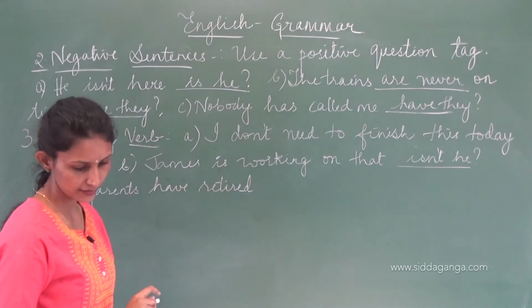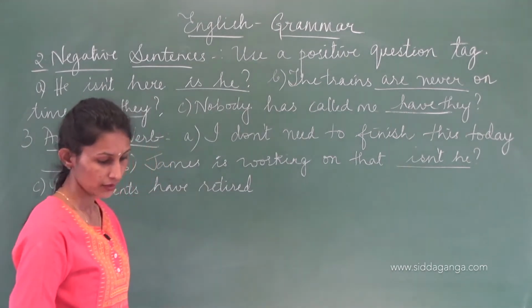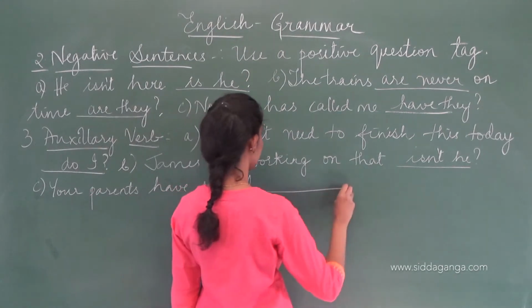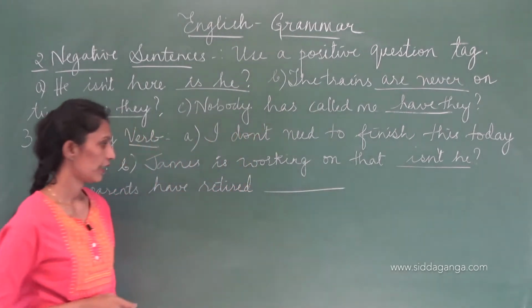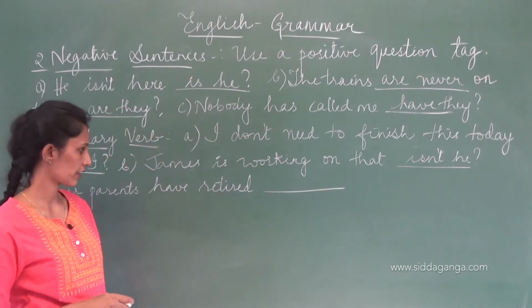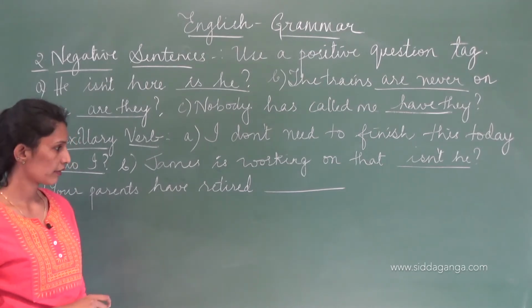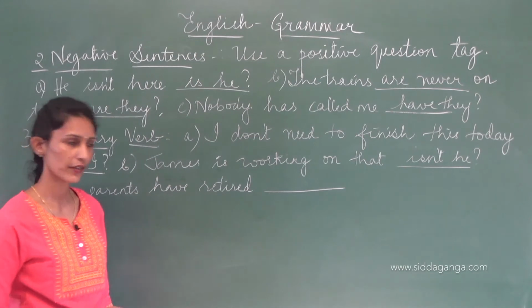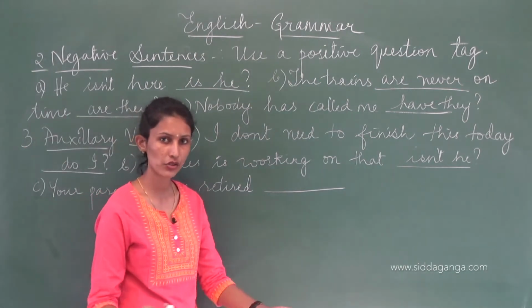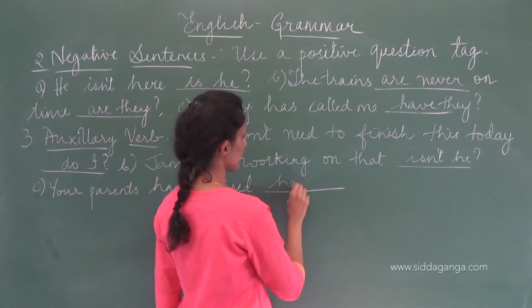Retired. Okay, your parents have retired. What's the question tag? Have is an auxiliary there. Okay, your parents have retired, haven't they? Parents refers to they. Haven't they?